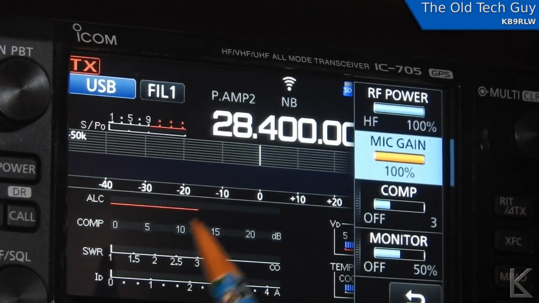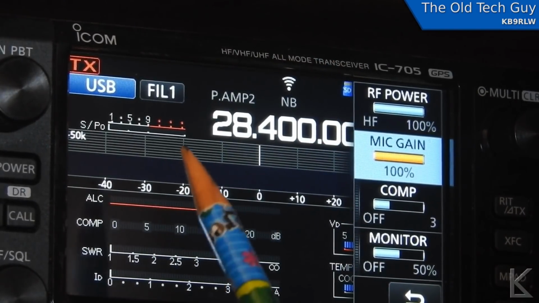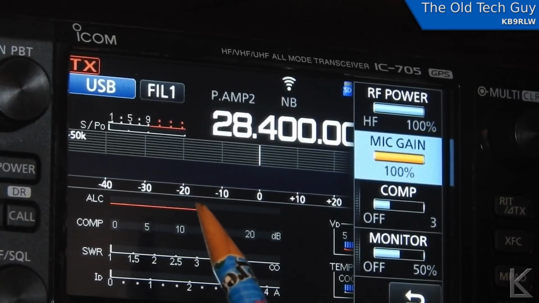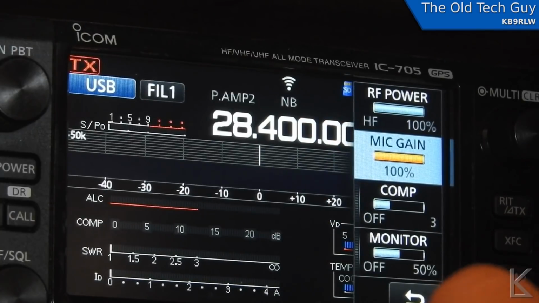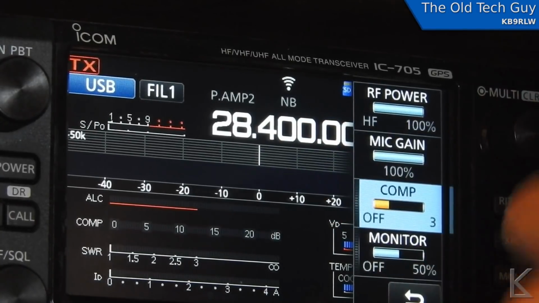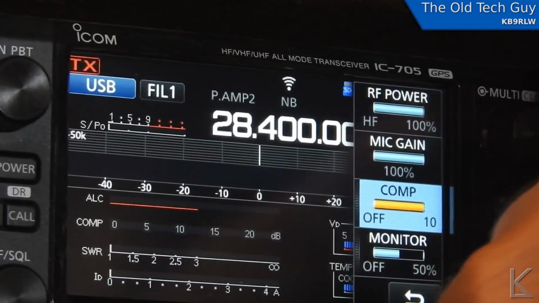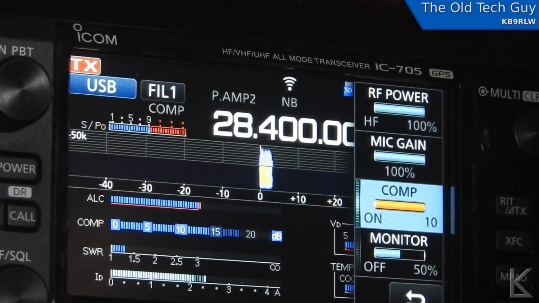That's bad. I'm pushing the ALC too hard, it can't pull the gain back far enough, and I'm probably clipping, almost certainly clipping, and that would be causing splatter and distortion. The other thing I could do to make it worse would be if I turn the compressor up. KB9 RLW test, 1, 2, 3.